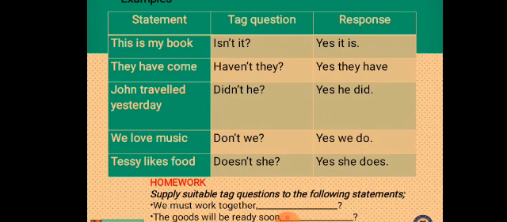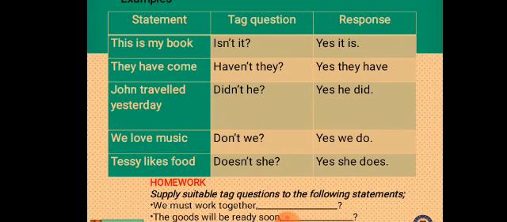This is my book. Isn't it? Yes, it is. This sentence, this is my book, is a positive sentence. Like I said before, a positive statement shows what someone has or will have. This sentence here shows that the book belongs to the speaker. Then the question tag there is in negative form. Isn't it? Then the answer is in positive form. Yes, it is. Number 2, they have come. Haven't they? Yes, they have.